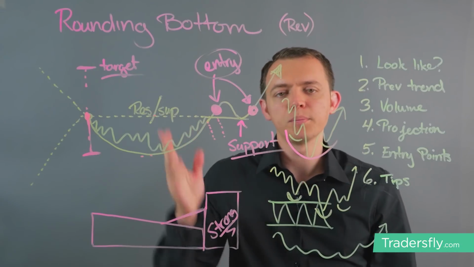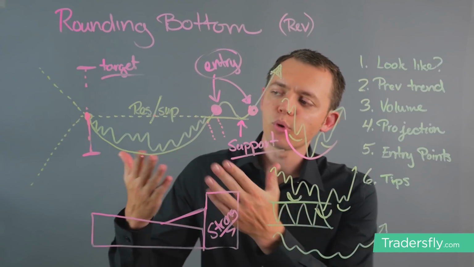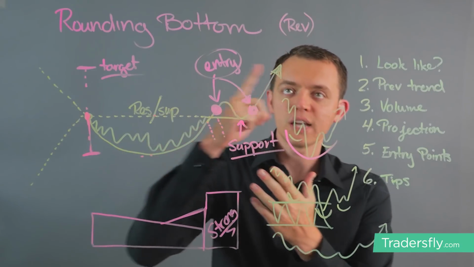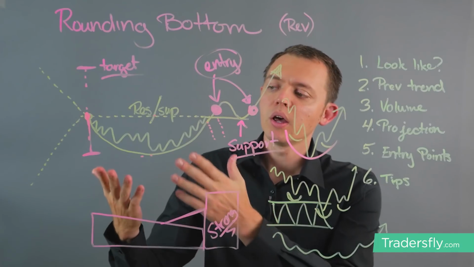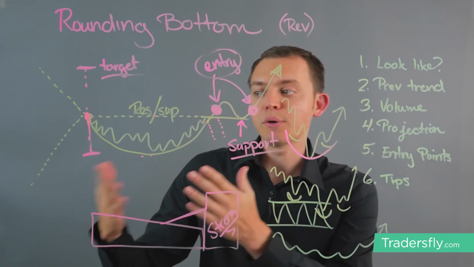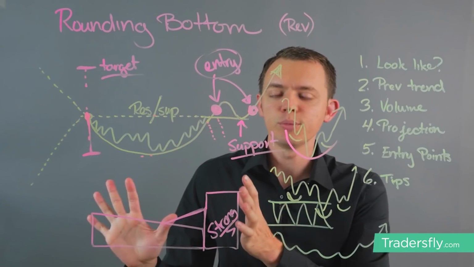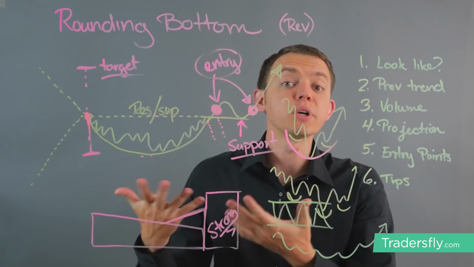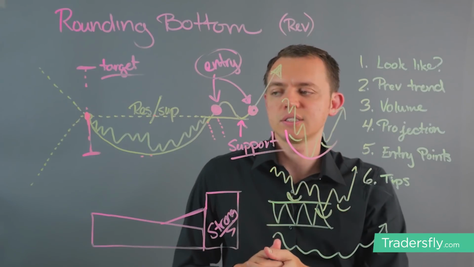But as far as the rounding bottom pattern goes, just understand it's more of a pausing pattern. Oftentimes it's a reversal pattern, but it can be both. It pauses that stock to allow it to consolidate, to distribute the shares so that it can build more energy to move to the next stage.